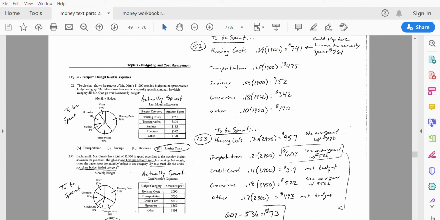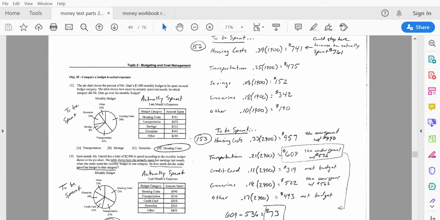If we did transportation, it's 475, and that's what's written in the chart here. Savings was 152, that's what's in the chart. So all these are the same, and if we had done housing costs last, we would have figured it out last. I just happened to do it first, so we could have stopped after this, because we see here was the budget, and he actually spent that. So the answer was housing costs.